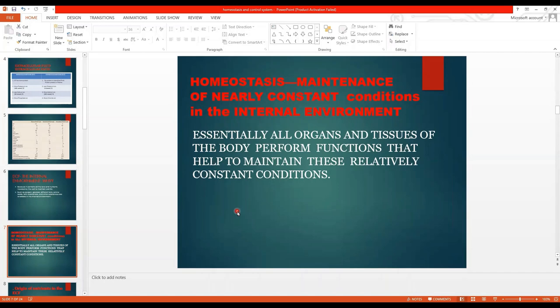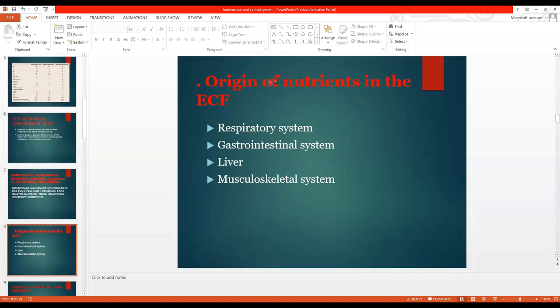For example, our lungs provide oxygen to our cells. Our kidney maintains constant ion concentration. Our GIT system, or the gastrointestinal system, provides nutrients. Okay. So all these organs are performing their function to maintain these relatively constant conditions. Now, how are the nutrients originated in the ECF? So various systems are responsible for the origin of nutrients.